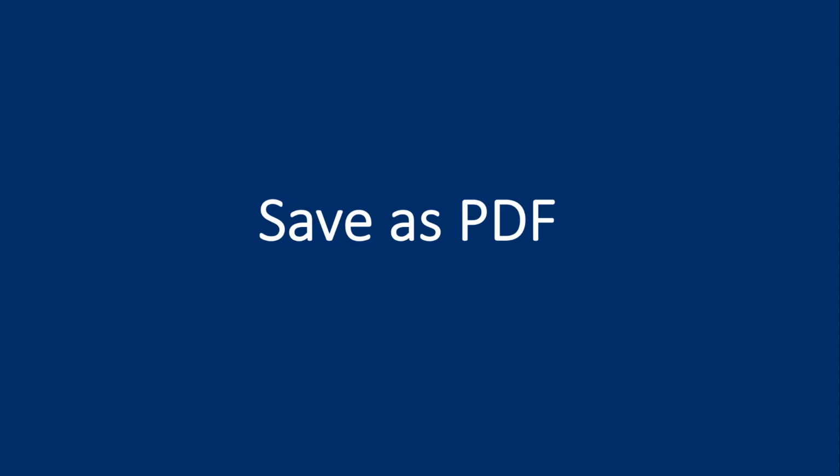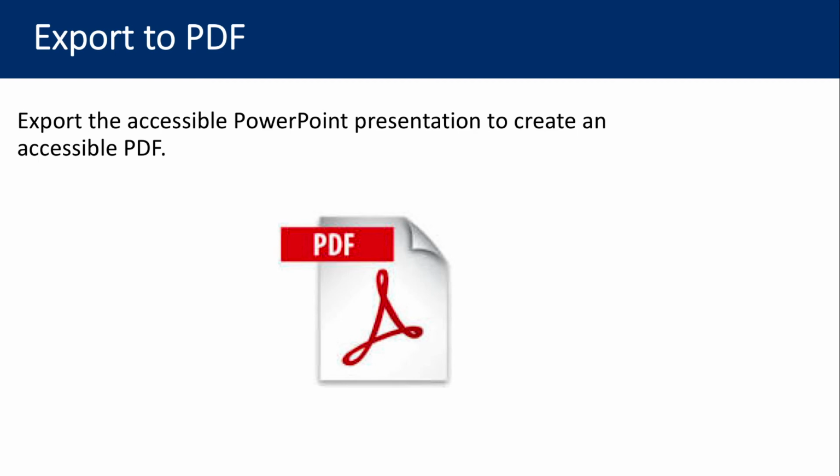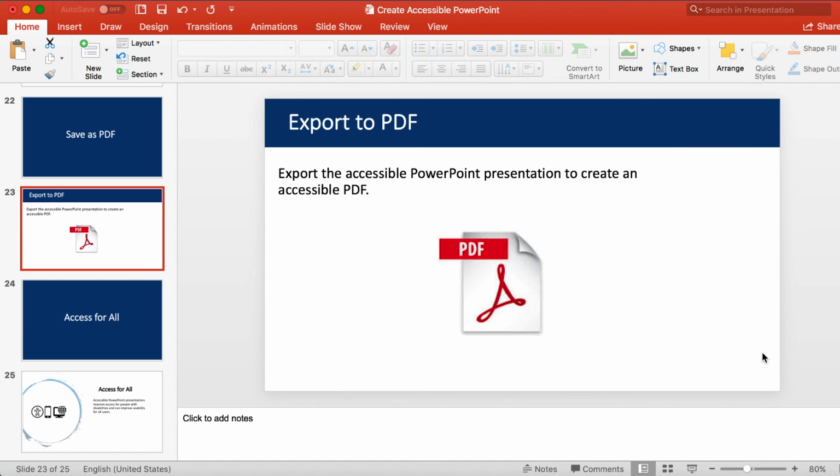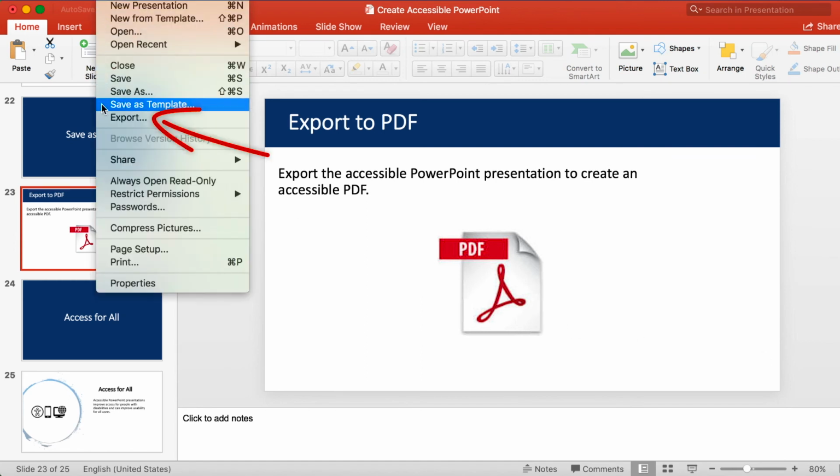Save as PDF. Again, as in Word, it can be very useful to save the PowerPoint presentation as a PDF before sharing it with others. To save as PDF, go to File, Export, and choose Save as PDF.